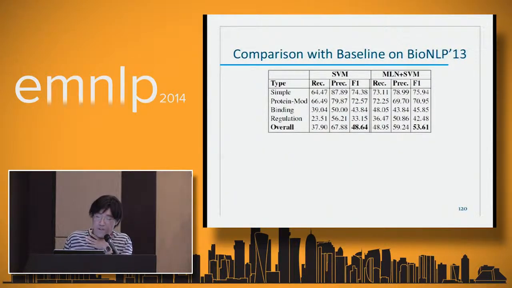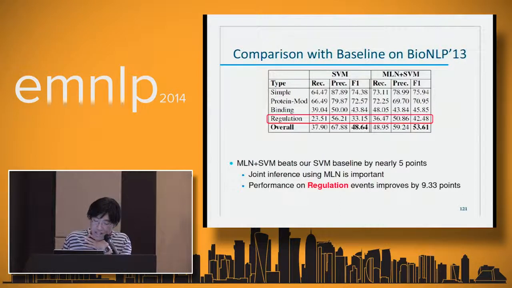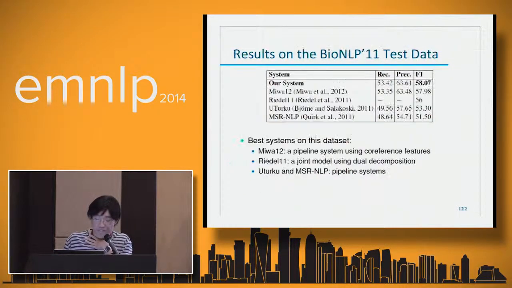And here is a comparison of our combined MLN SVM approach with the baseline, which uses only SVM output in the pipeline manner. And you can see we have results over different types of events. You can see that the MLN SVM combined approach beats our SVM baseline by nearly 5 points, and so joint inference using MLN is indeed important. And in particular, the performance on the regulation events, which is, again, one of the hardest events to extract in this task, improves by 9.33%.